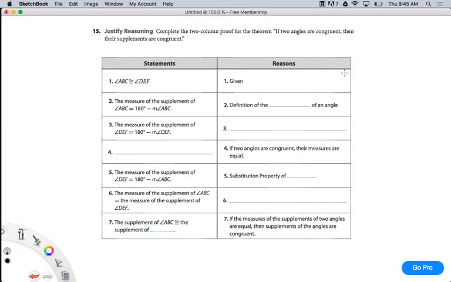this one says if two angles are congruent, then their supplements are congruent. So you're given that two angles are congruent. Angle ABC is congruent to angle DEF. And then you need to talk about their supplements because you need to get there eventually. So it says the measure of the supplement of angle ABC.